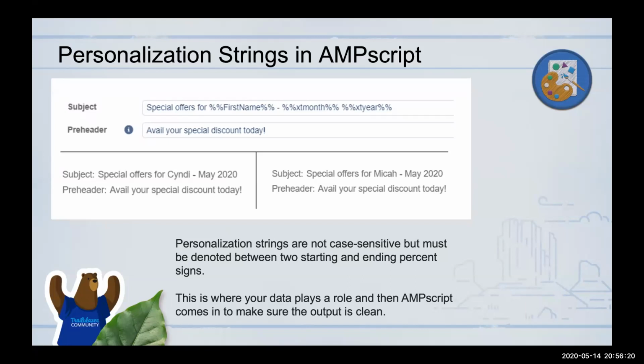And also, from here on out, you can use AMPscript to make sure that the output is clean, because a lot of the times people put in their first name all in lowercase, or they put their information in general all lowercase, but you want it to correctly show up. Like here you have special offers for Cindy, May 2020, and then special offers for Micah, May 2020. So you see how it all gets together here. You have first name, and then you have the month, and then you have the year.